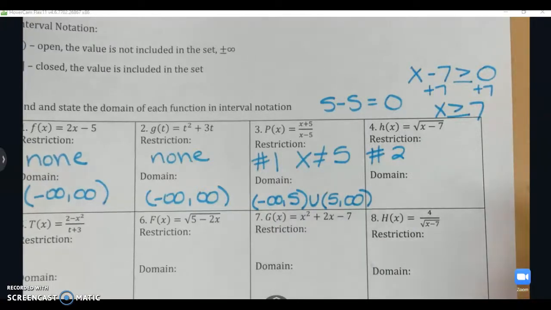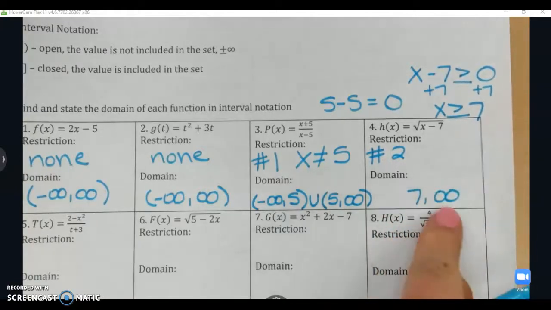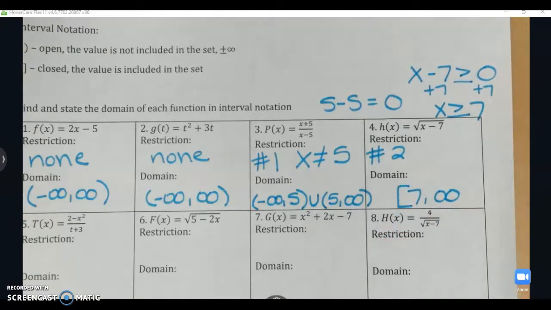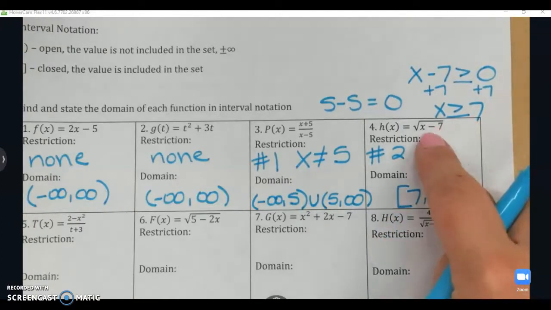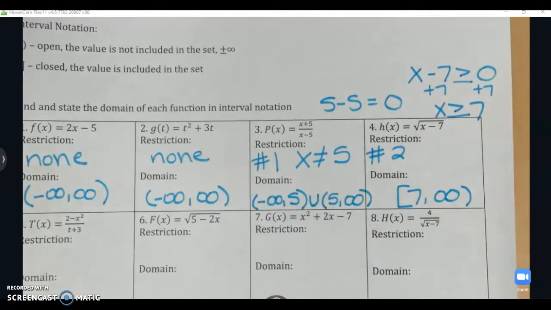So how do I represent that in my domain? Well, we always go from smallest to largest, so 7 to positive infinity. Infinity is bigger than 7. 7 gets a bracket because it's included. I can input 7 and get an output. And then infinity gets a parentheses always.